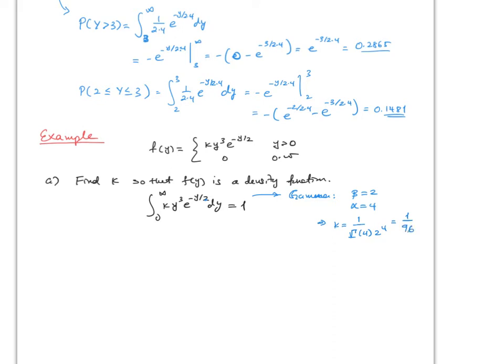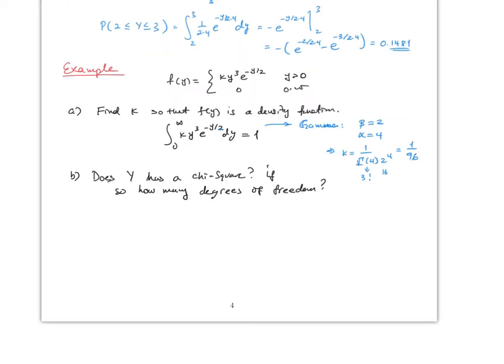which turns out to be 1 over 96. Why? Because remember, this is 3 factorial, and this is 2 to the 4, which is 16, and 16 times 6 is 96. So that's the value of k. Okay, so let's go to part B.